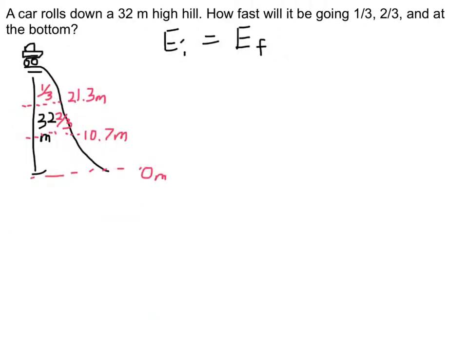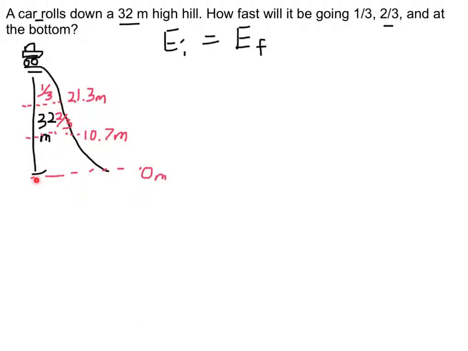All right, so a somewhat simplistic problem. A car rolling down a 32-meter high hill. How fast is it going to be going 1/3 of the way down, 2/3 of the way down, and at the bottom of the hill? Now, the nice part about energy is it's a scalar. I didn't put that in the last slide, and I should have. Energy is a scalar, not a vector. Direction doesn't matter, just like work. So here's a problem: a car rolling down the hill. How fast is it going to be going at these points?